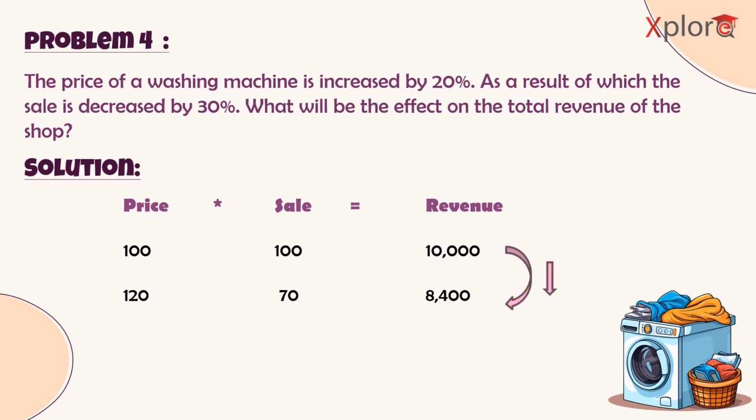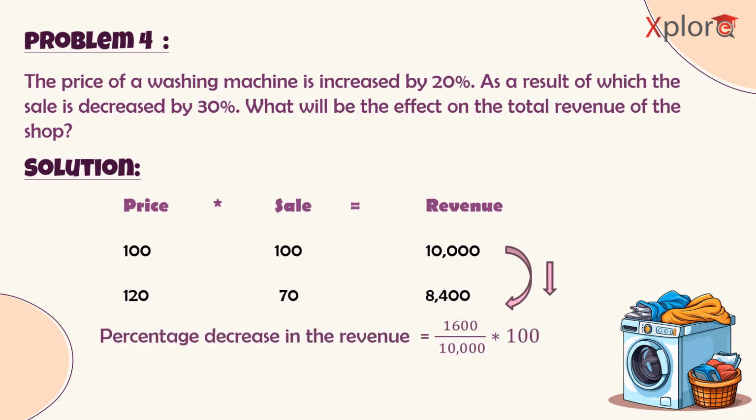So if we observe here, the revenue got decreased from 10,000 to 8,400. So the total revenue got reduced. How much, we need to find out with the formula. We have the percentage decrease in the revenue, that is nothing but the difference value. 10,000 and 8,400. What is the difference? 1,600 is the difference. So 1,600 divided by the initial revenue, 10,000, into 100. So zeros get cancelled. We are left with 16%. So what is the 16%? That is the decrease in the total revenue of the shop.